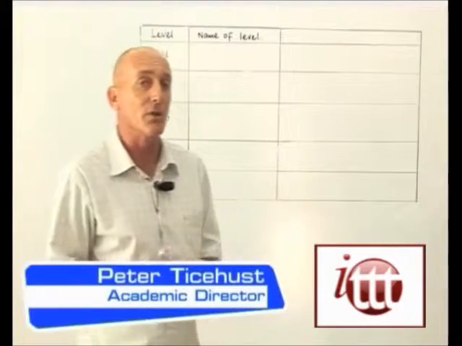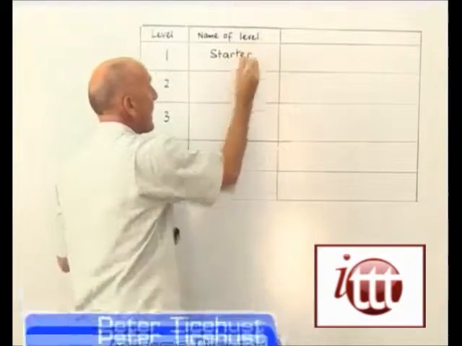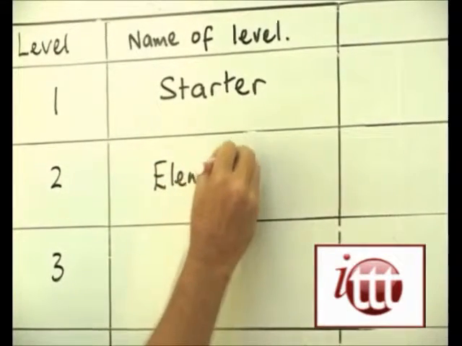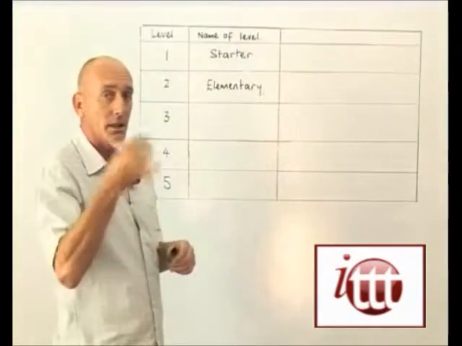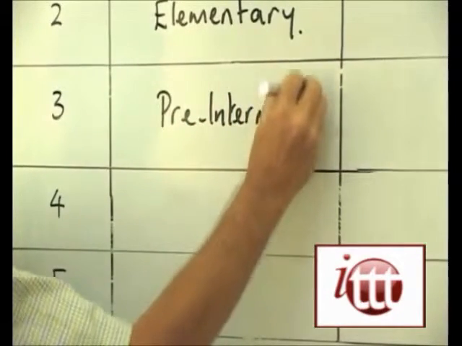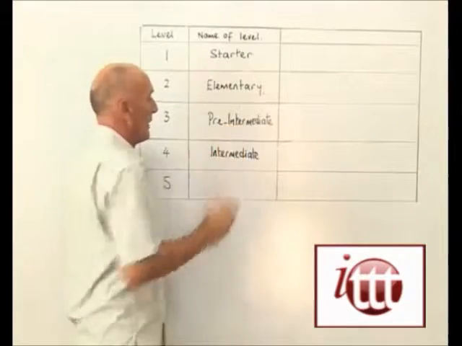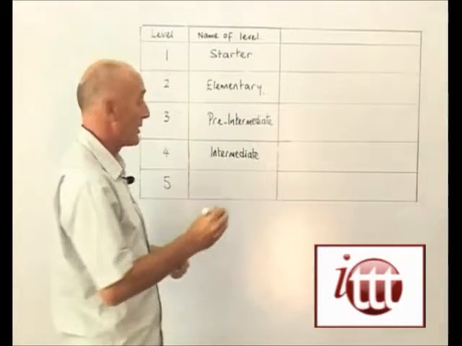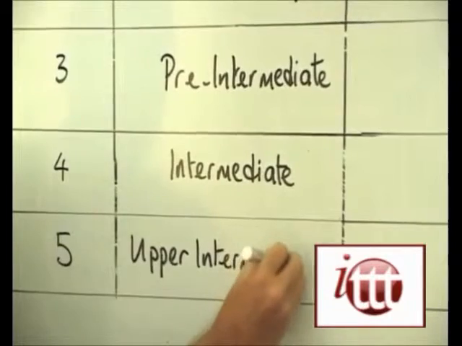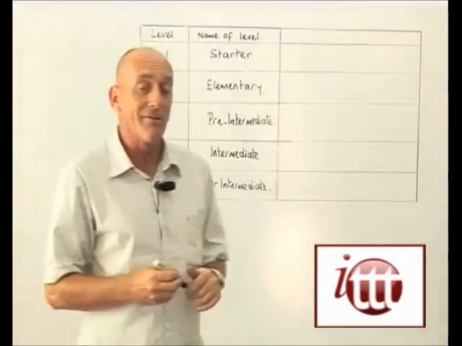And some common names that are given to these particular levels are level 1, the most basic level, is called the starter group. Moving on from that, elementary, the next level beyond that, level 3, the pre-intermediates, and then on to 4, the intermediates, and the top level, the upper intermediates. What we can put here is some general characteristics of those learners.